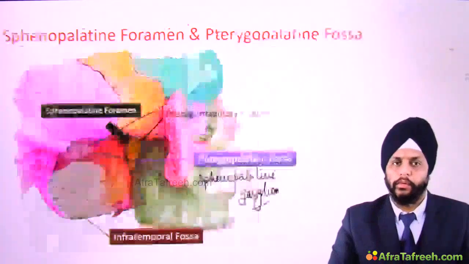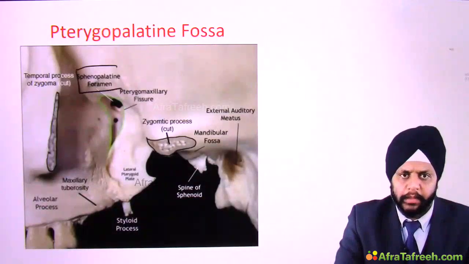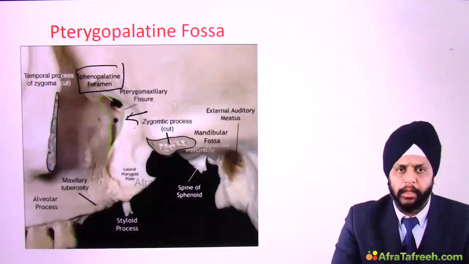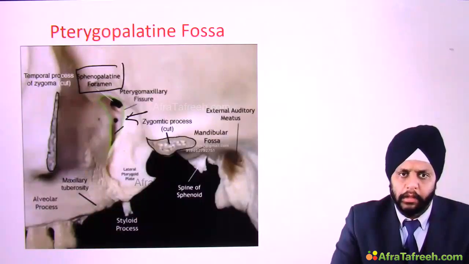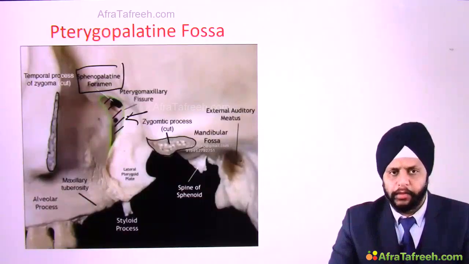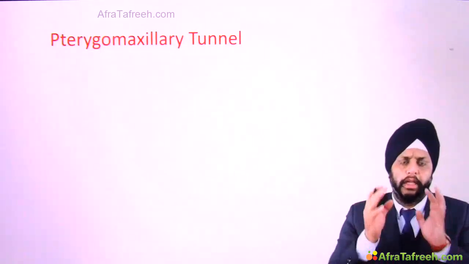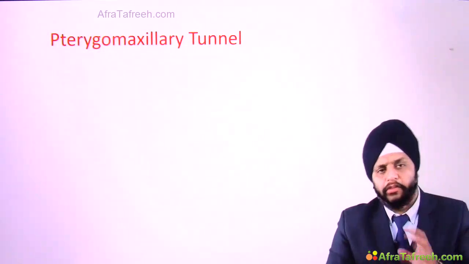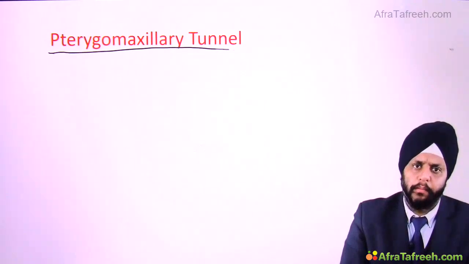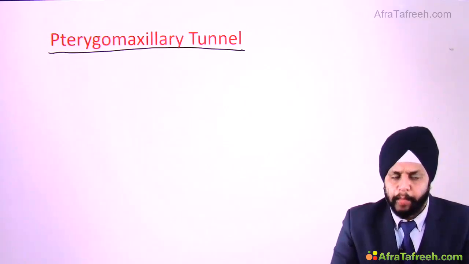Okay, so let's see once again. You can see the sphenopalatine foramen. You can see the green color pterygomaxillary fissure. In between them we have a fossa that's known as pterygopalatine fossa. Then you come out of the pterygomaxillary fissure, you reach into the infratemporal fossa. Okay, so to form a cheek swelling, the JNA goes through a tunnel, and that tunnel is known as the pterygomaxillary tunnel.